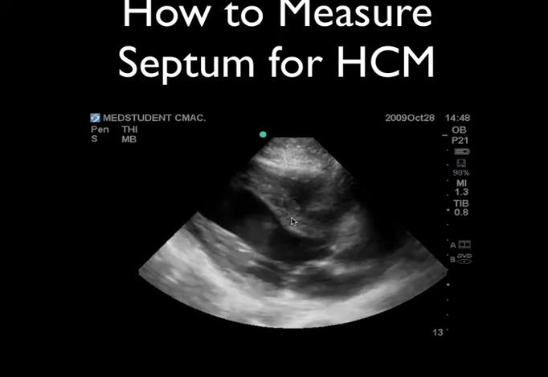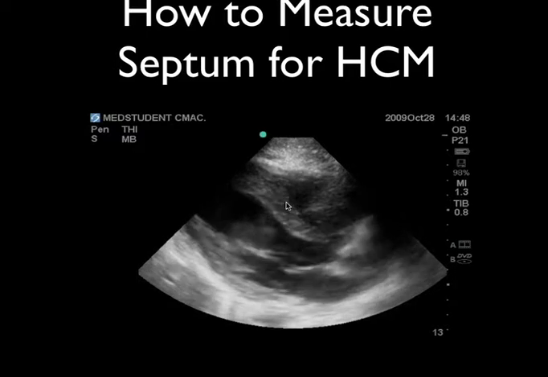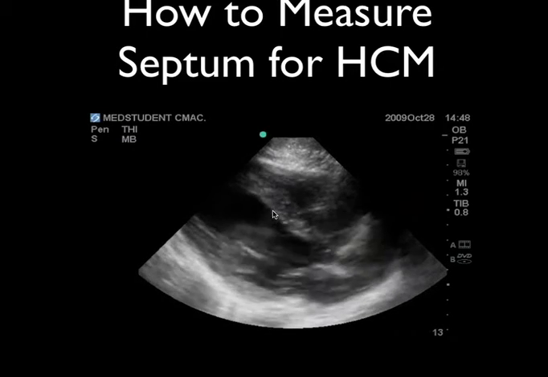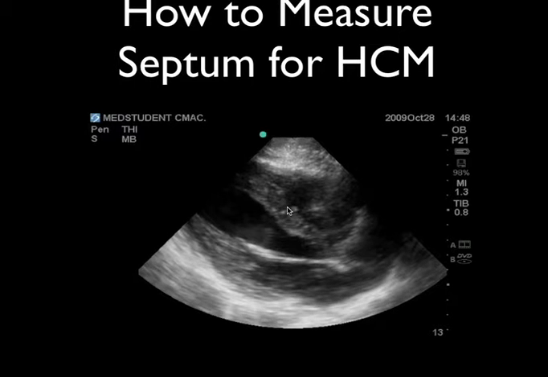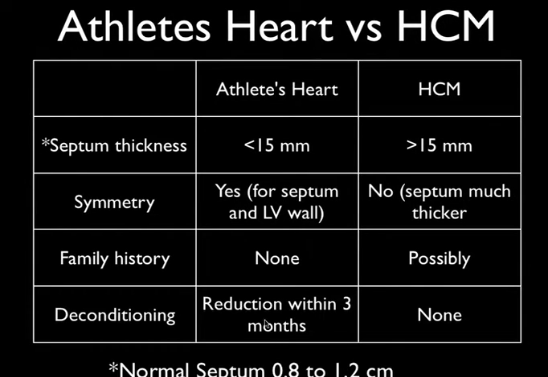This is the septum here, and you can freeze the image and then measure across the septum using the calipers. Now, what you can do is glance over here. These are 1 centimeter hash marks, and as long as this is less than 1.2 centimeters, then it's normal. As this next chart shows, a normal septum is between 0.8 and 1.2 centimeters, and that's the thing to memorize. And once you get above 1.5 centimeters, you get hypertrophic cardiomyopathy.